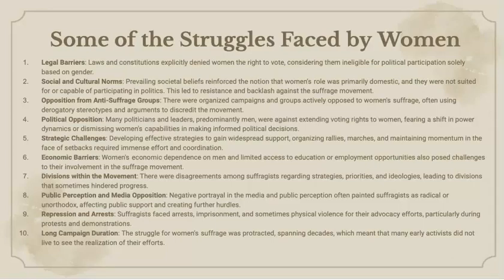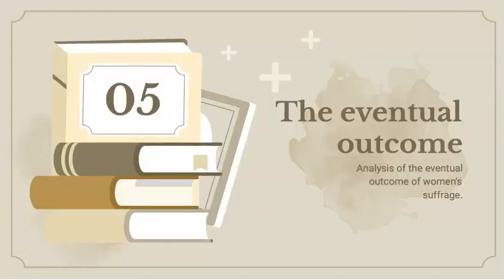Legal barriers, social and cultural norms, opposition from anti-suffrage groups, political opposition, strategic challenges, economic barriers, divisions within the movement, public perception and media opposition, repression and arrests, and long campaign durations.